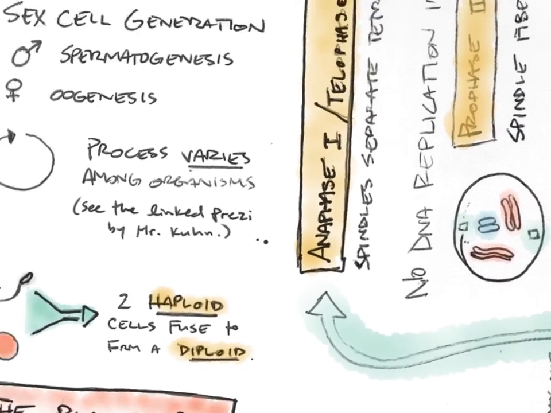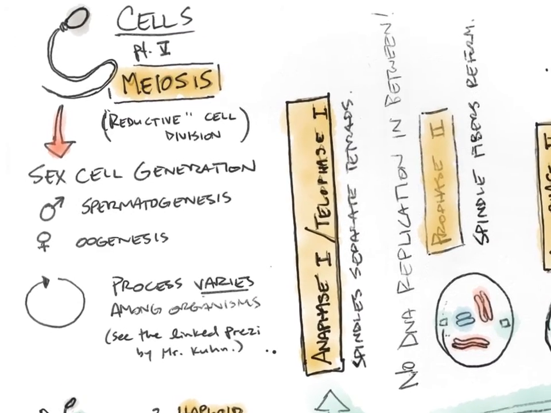So in the last video we did mitosis in detail, and today we're looking at meiosis, which is reductive cell division, meaning that we are changing the number of chromosomes that are present in our daughter cells once we have finished our division. And meiosis is the generation of sex cells.